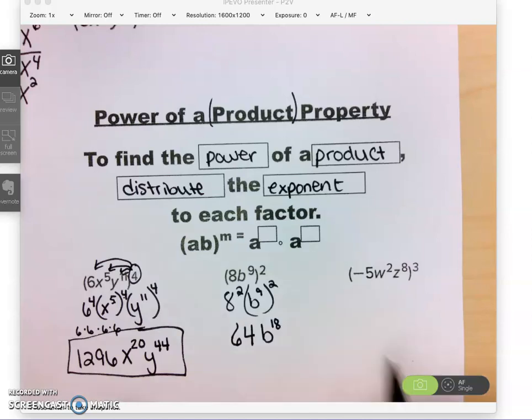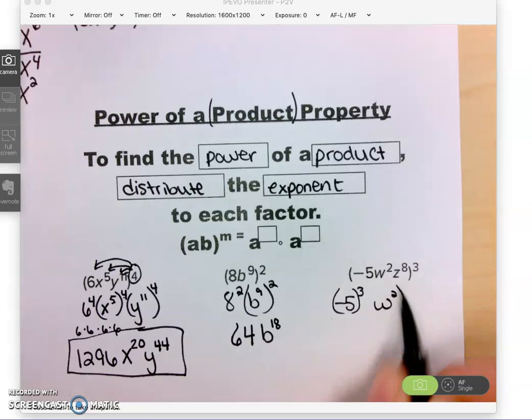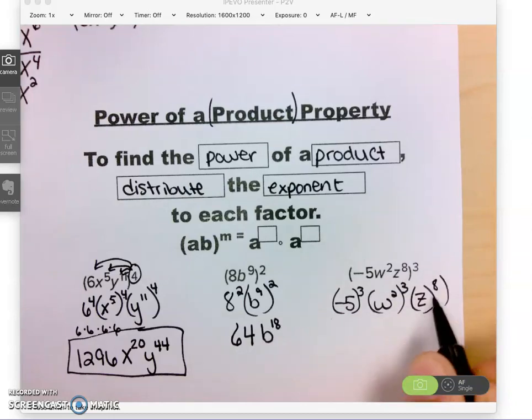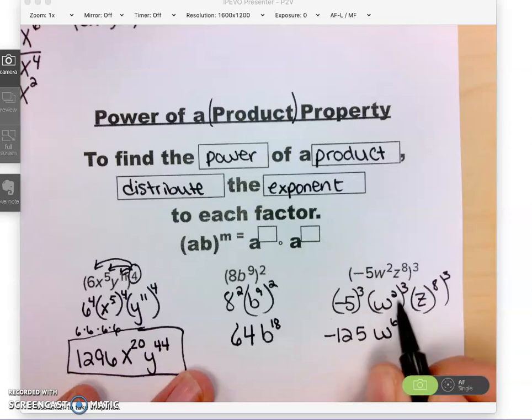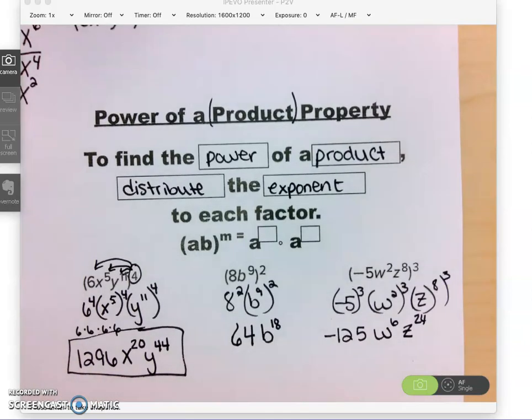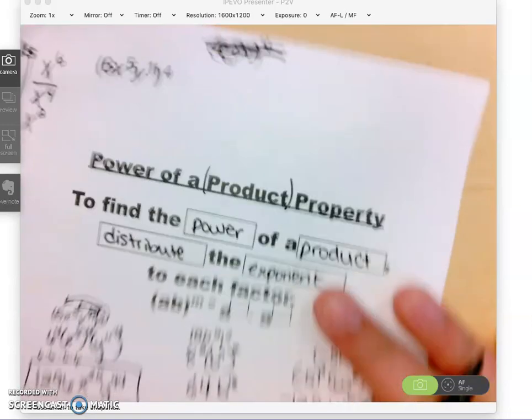Okay? Here, negative 5 to the third power, w to the second to the third power, and z to the 8th, raised to the third power. I didn't need those parentheses. Okay, so negative 5 times negative 5 times negative 5 is a negative 125. w to the 6th, because 2 times 3. And then I have z to the 24th. Okay, oh, this is way too quick. This will be a quick video.